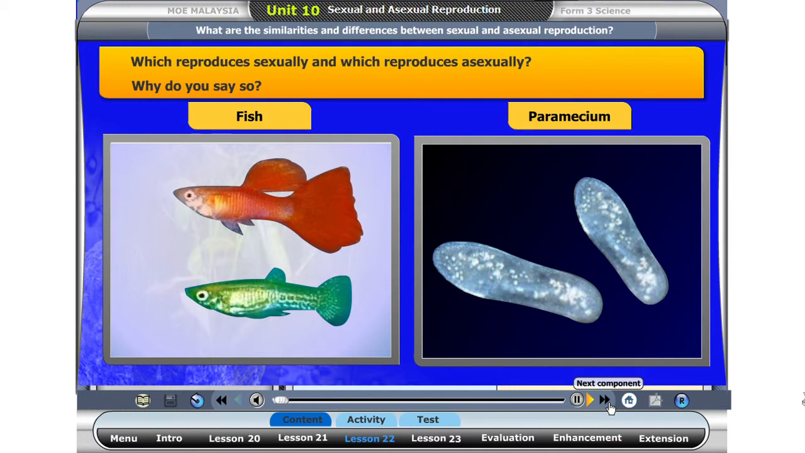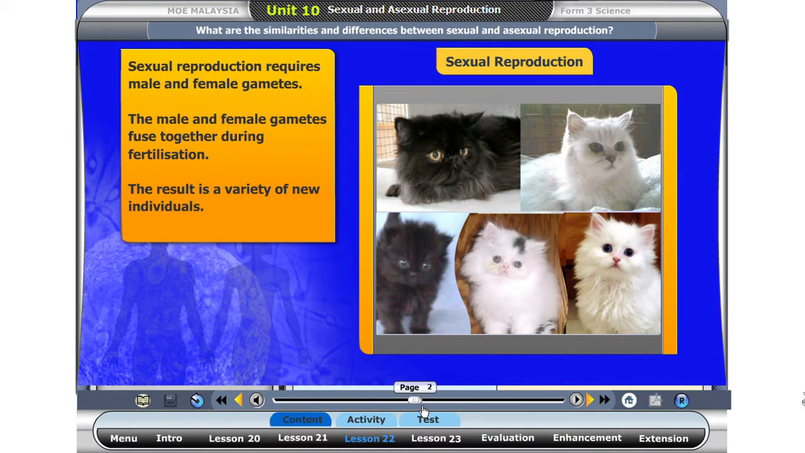You have learned that there are two types of reproduction, sexual and asexual reproduction. Both result in the production of new individuals. Look at the fish and the paramecium. Which reproduces sexually and which reproduces asexually? In sexual reproduction, even though the new individuals look similar to their parents, each one is actually different from the other. This is known as variation.